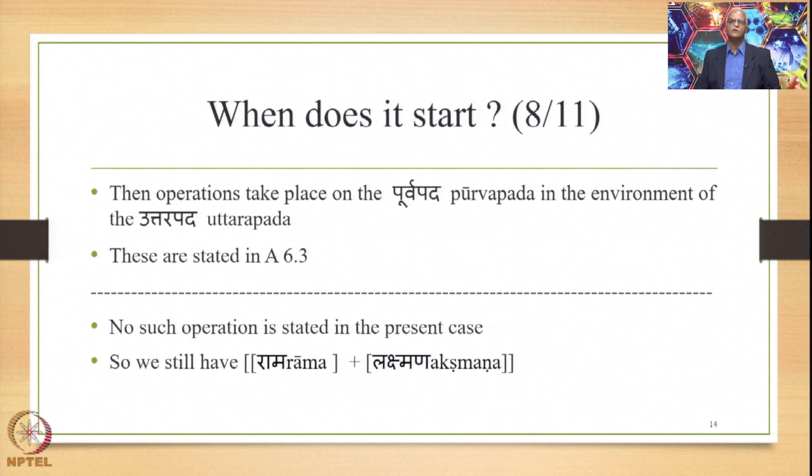Once the sups are deleted by 2.4.71 Supo Dhatu Pratipadikayoh, which means that the sups which are part of the Pratipadika are deleted, then the operations take place on the Purvapada in the environment of the Uttarapada following. These are stated in Ashtadhyayi 6.3, which is governed by the Adhikara Uttarapade, which means that when the Uttarapada follows, the modifications happen in the Purvapada. And these modifications are of various kinds.